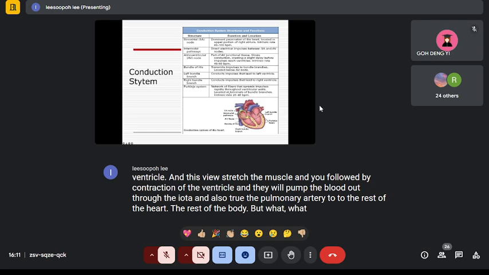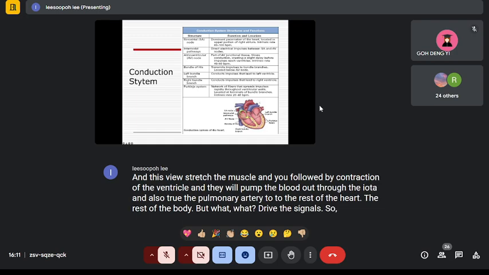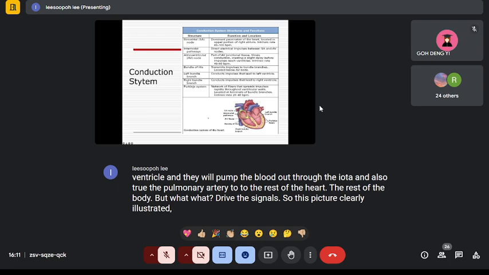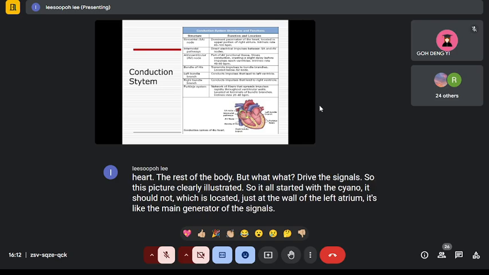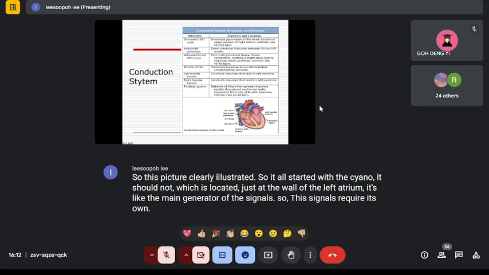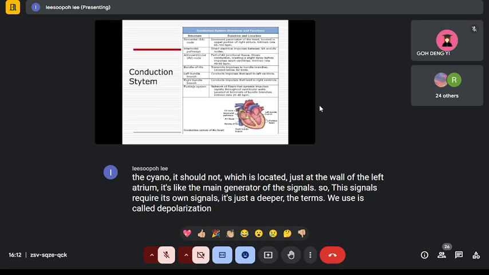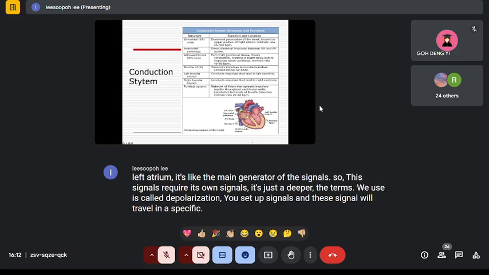But what drives the signals? This picture clearly illustrates it. It all starts with the sinoatrial node, which is located at the wall of the right atrium. It's the main generator of the signals. It fires its own signals, the term we use is depolarization. You send out signals, and this signal will travel in a specific pathway.